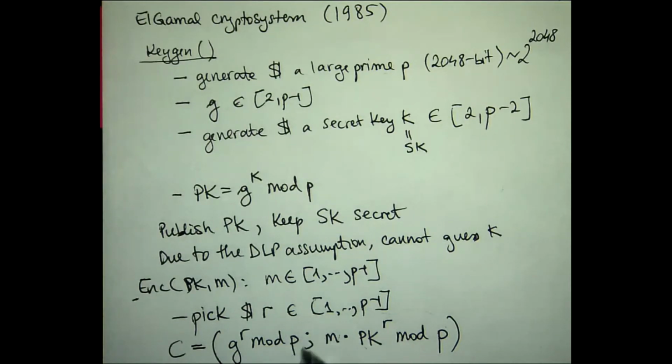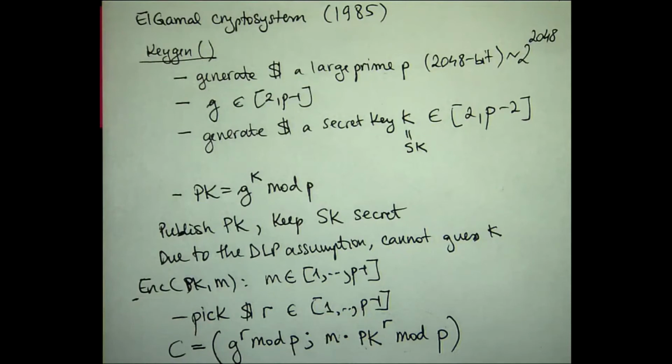But the R does show up in this quantity. But again, because of the discrete logarithm problem, an attacker looking at this quantity cannot tell what R is. Okay, so R remains secret. As a result, this quantity remains secret. As a result, the attacker cannot just obtain the message from this whole value.